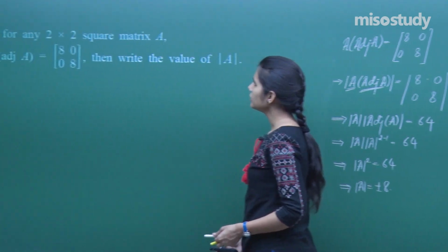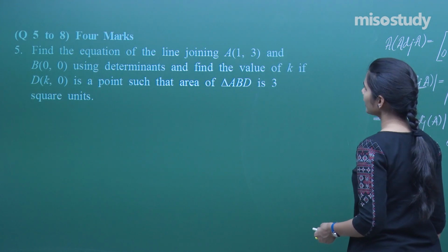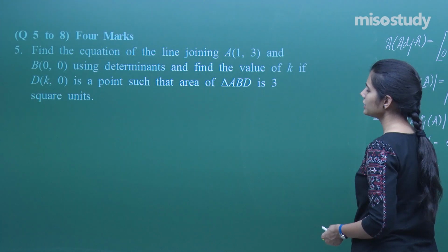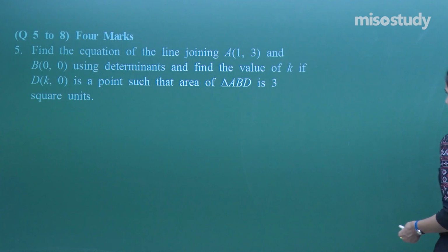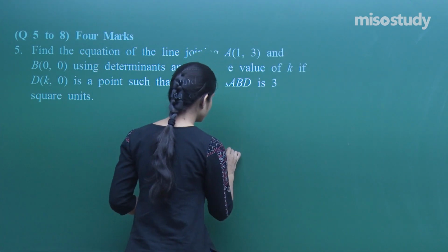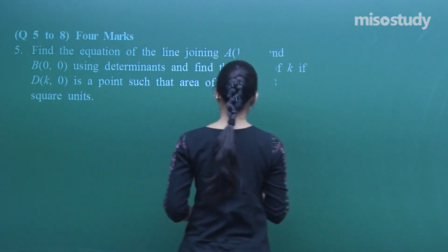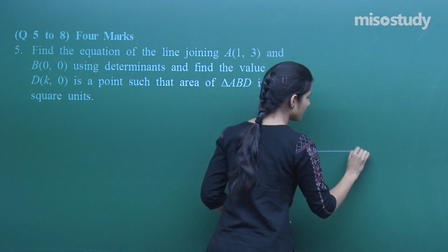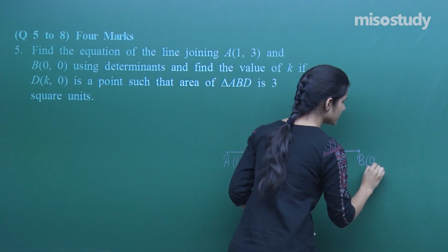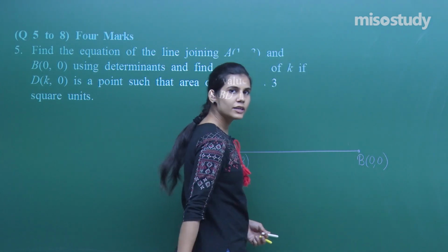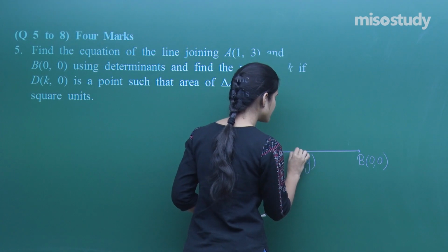Moving ahead, we have, find the equation of the line joining these 2 points using determinant approach and find the value of k if this point is a point such that the area of triangle ABD is 3 square units. This is pretty conceptual based question. Here they are saying that there is a line joining A(1, 3) and B(0, 0). So say I say this is A and this is B, this is 1, 3, this is 0, 0. First of all, in order to find the equation of this line joining A and B, I take a point P(x, y) on this line.